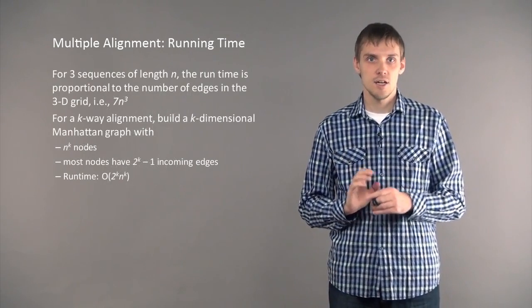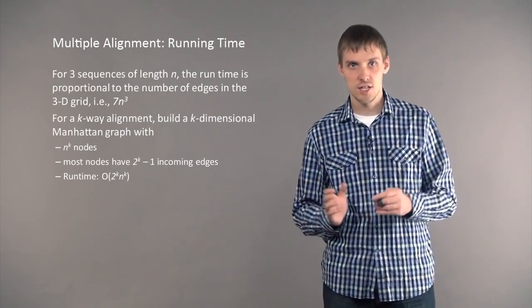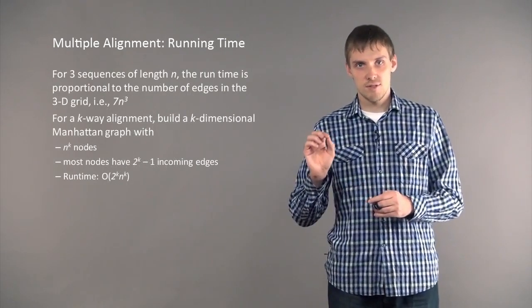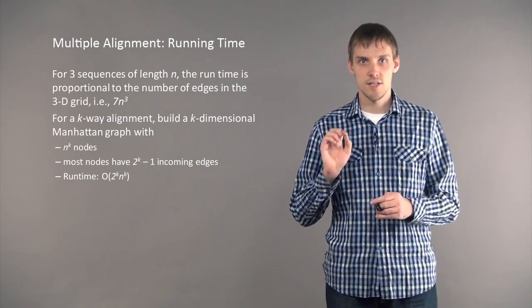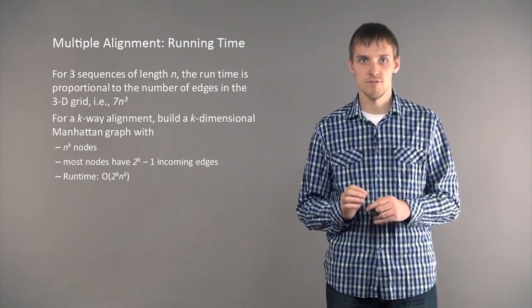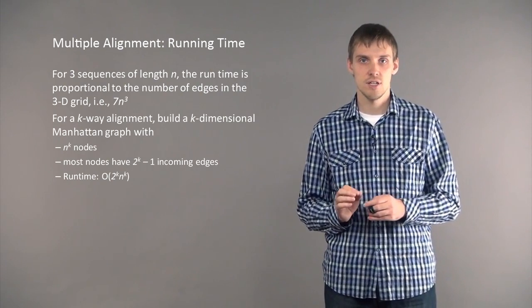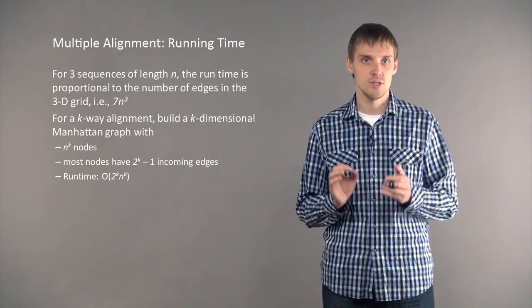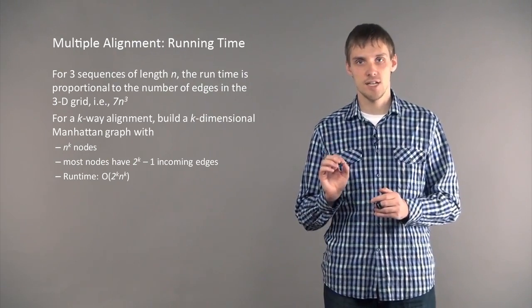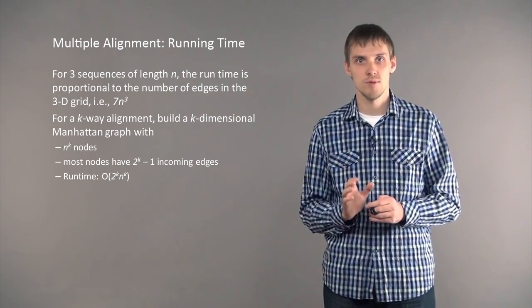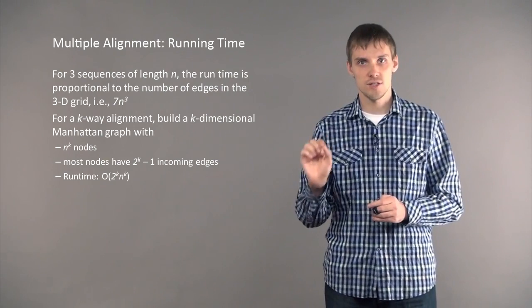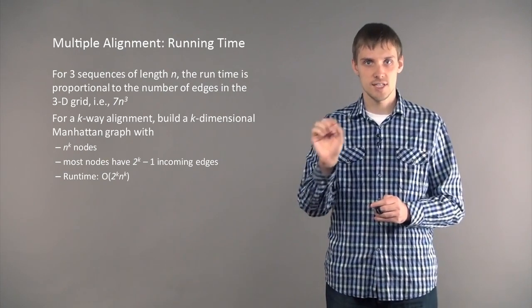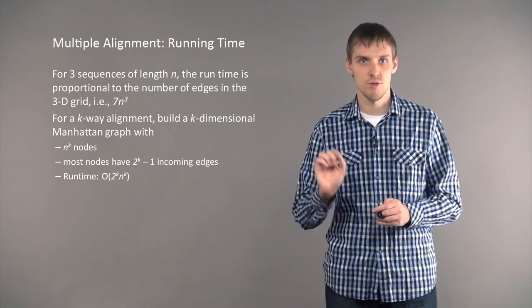And how about the runtime of such an algorithm? For three sequences of length n, runtime is proportional to the number of edges in this grid, similar to before, but the number of edges is now much larger. So it's 7 times n cubed, because each of n cubed nodes will have 7 neighbors to choose from.